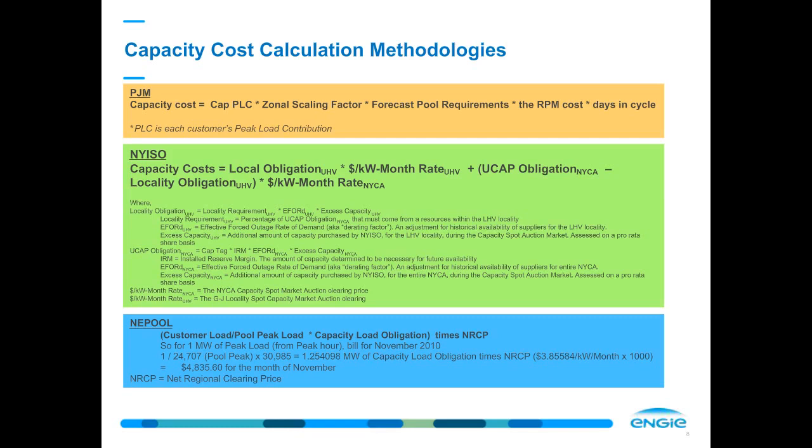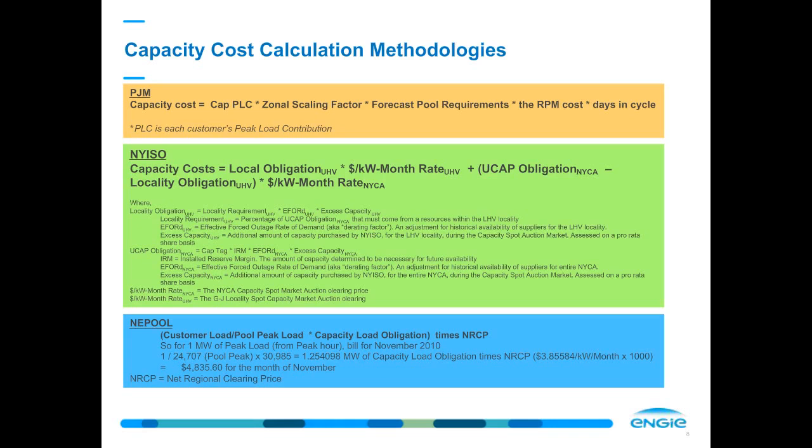So in PJM, you can see the customer's PLC, the zonal scaling factor, the forecast pool requirements, the RPM costs and the days in the billing cycle. You multiply all those together and you essentially come up with the customer's absolute capacity cost. Again, it's formulaic, very transparent, very easy to see, and when you know what it is, it's easy to budget for it, which gets back to the concept of do you really want to lock in capacity and introduce the volumetric uncertainty associated with capacity.